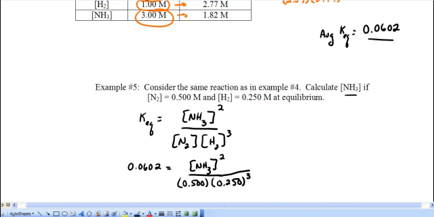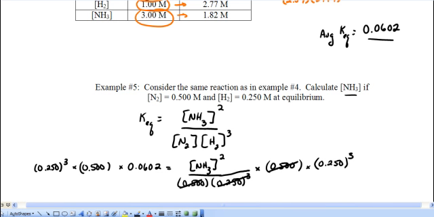Alright, now let's go ahead and isolate our variable here. So we're going to multiply both sides by 0.500. That's going to divide out the 0.500 on that side. We also want to multiply both sides by our 0.250 cubed. That's going to divide out that term on this side. And now what we're left with, let me go ahead and move down just a little bit here.